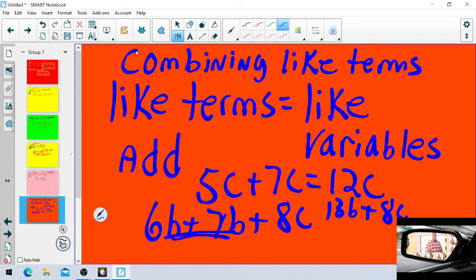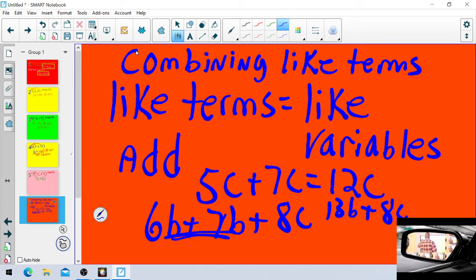Okay, I see your hand. What's your question? Mr. Gill, what are like variables? Huh? I just said what a like variable is. They're alike. You know what the word alike means? Why'd you ask me that question? Oh my God, let's do this.